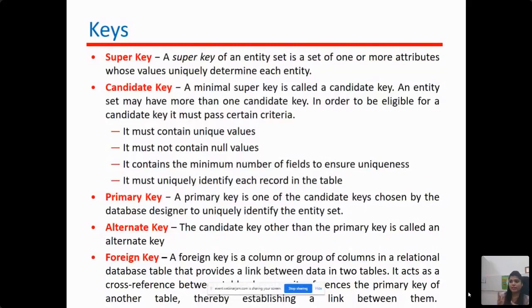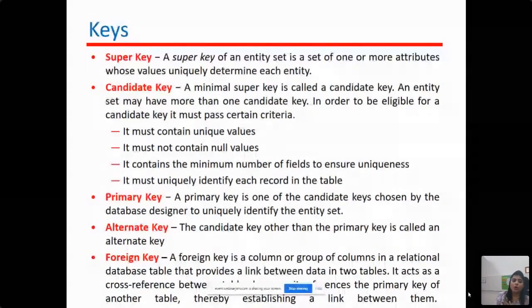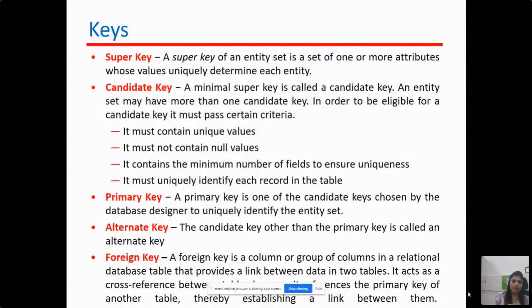Then the primary key is one of the candidate keys chosen by the database designer. Basically, from the set of candidate keys, we choose the primary key, and it would be database designer specific. The remaining keys would be termed as the alternate key. The one which you select from the candidate keys will become the primary key, and the remaining keys would be called the alternate keys.